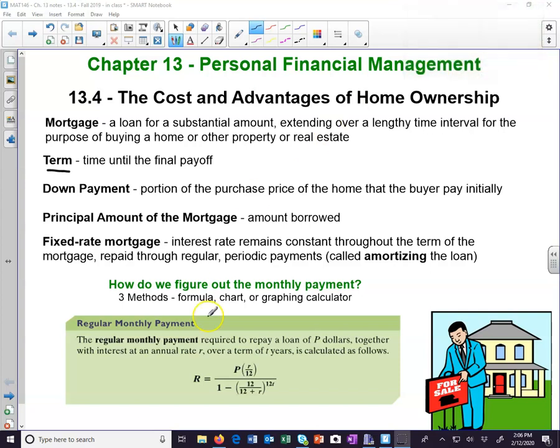All right, so going back here, we do have this regular monthly payment formula. To figure out our monthly payment, this is one way we can do it. It's not my favorite way because it is somewhat difficult to put in the calculator, just because first of all, there's a fraction. So sometimes that is difficult.